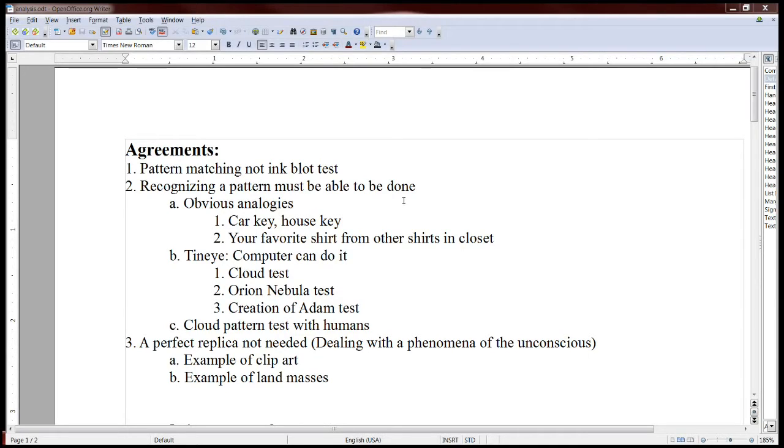The first one, number one: what we're dealing with is pattern matching. We're not dealing with an ink blot test. And so the whole story about Jesus on a piece of toast does not fly, because that means you are seeing something out of the blue without being able to compare it to something, as you do in an ink blot test. What we're doing is pattern matching.